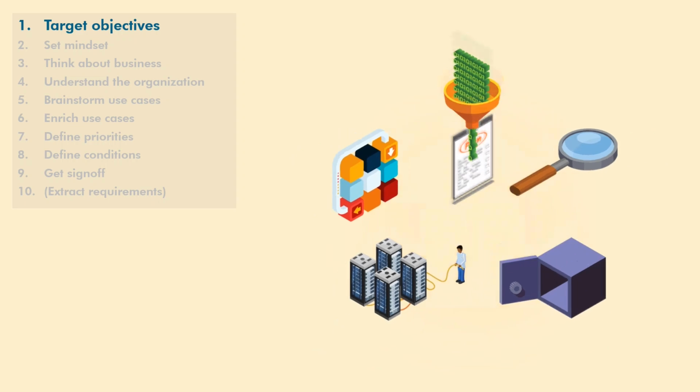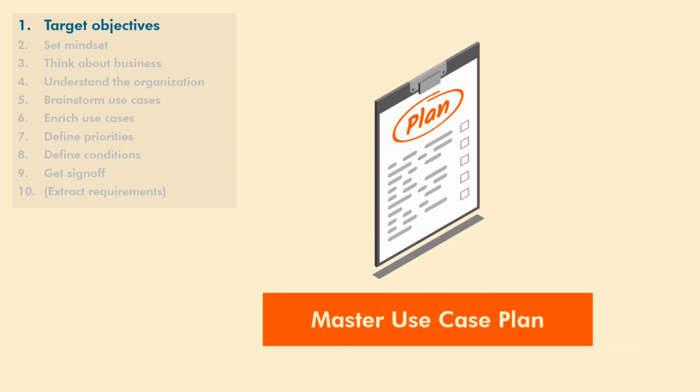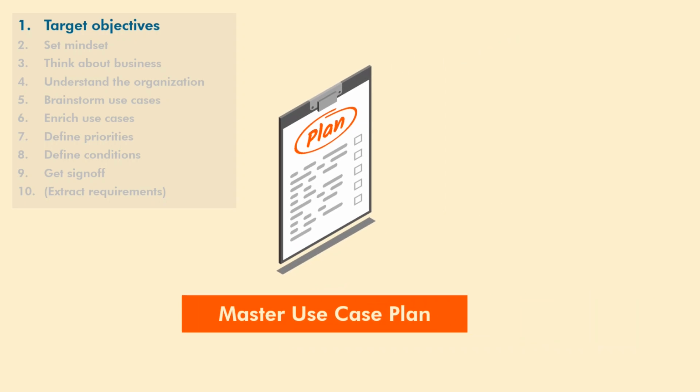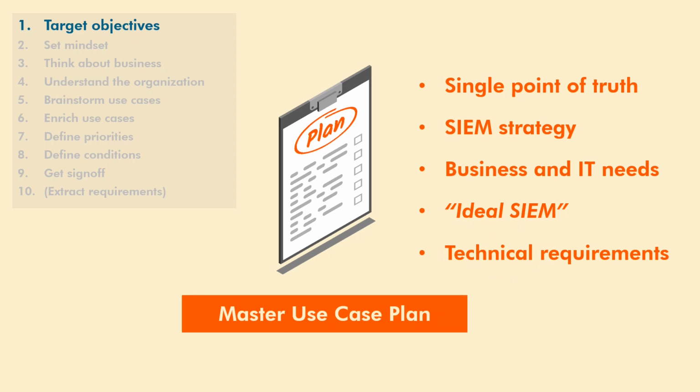All information will be compiled and documented in a master use case plan. We start with it as it will allow us to have a single point of truth for our SIEM strategy that addresses both business and IT needs. It will help us to know how an ideal SIEM implementation should look like for our context and will help to identify the concrete technical requirements we need to implement.